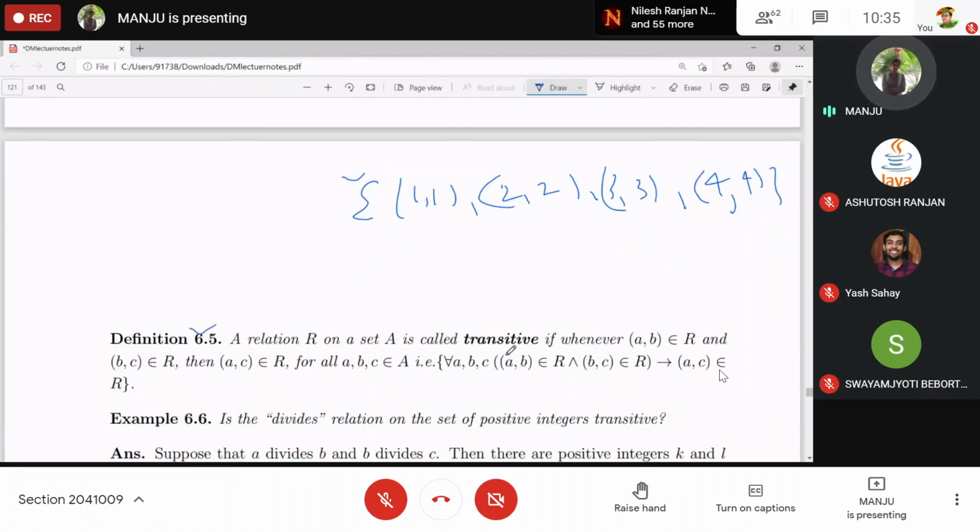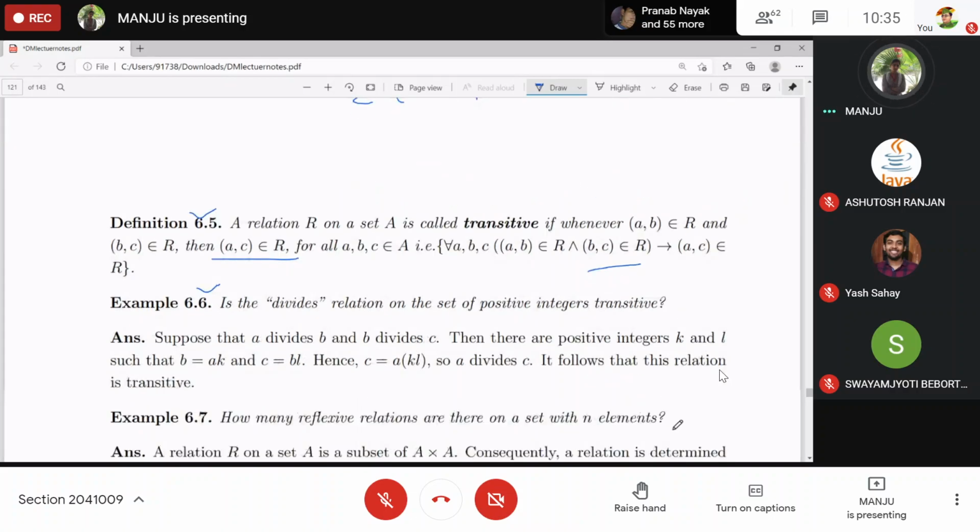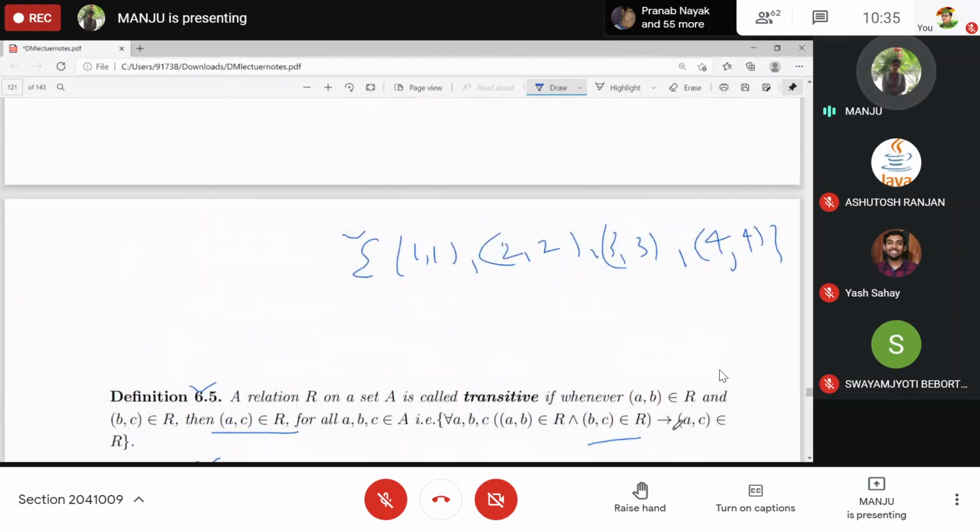Yeah, the transitive relation is done. If A is related to B, B is related to C, then A is related to C, for any pairs A, B, C. Now this one: the divides relation on the set of positive integers is transitive. Again and again the same question. How to prove that?